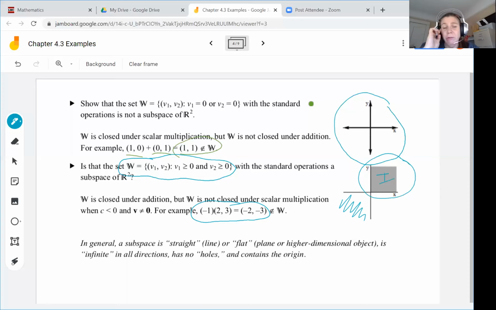So in general, when you're visualizing subspaces, you can think about the subspace as being a straight line or a flat plane, or the higher dimensional equivalent of a plane, right? A straight line is in 2 dimensions, a plane is in 3 dimensions. We can only imagine what 4 dimensional subspaces look like. But a subspace has to be infinite in all directions, has no holes, and contains the origin in those scenarios.